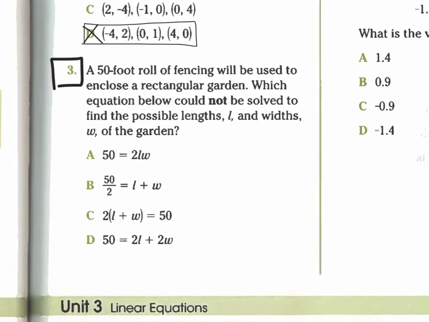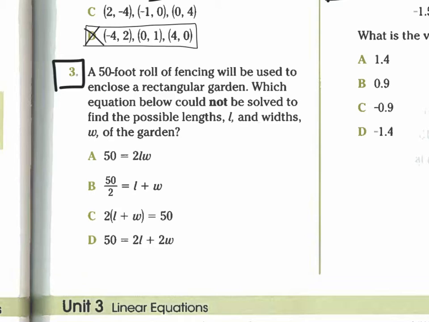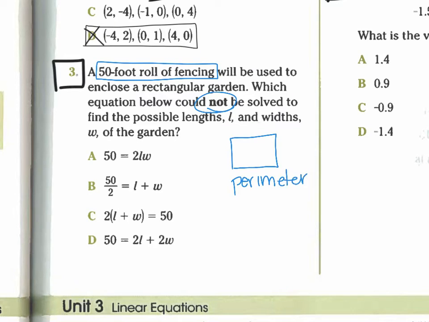Number 3, a 50-foot roll of fencing will be used to enclose a rectangular garden. Which equation below could not be solved to find the possible lengths and widths of the garden? So 50-foot roll of fencing. If we're talking about fencing, we're talking about going around the outside. So we're actually talking about perimeter. So we don't know the length and we don't know the width.